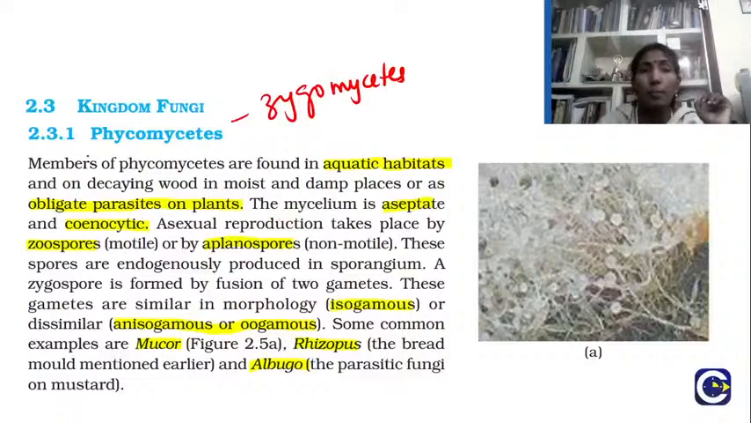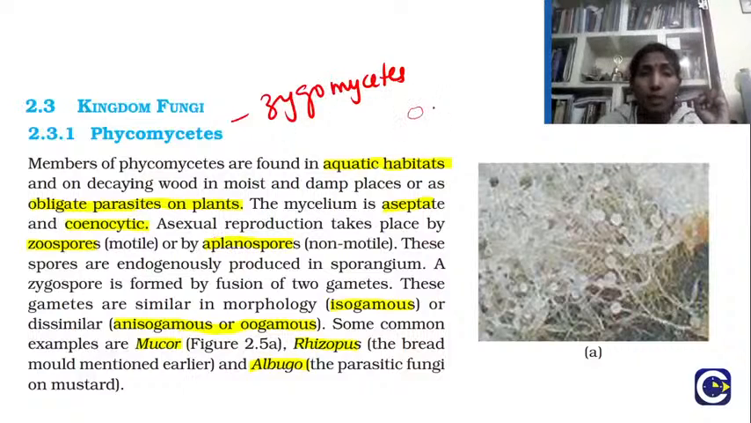Asexual reproduction in Phycomycetes is by zoospores, which we already saw, and also by aplanospores, that is, non-motile spores. Spores are produced inside the sporangium only. There will be fusion of two gametes. The gametes will be of two types. One, they can be isogamous.